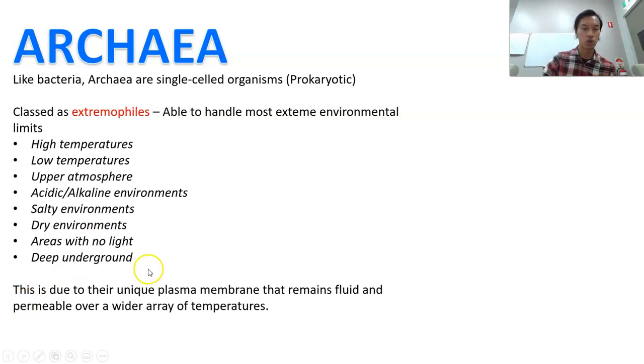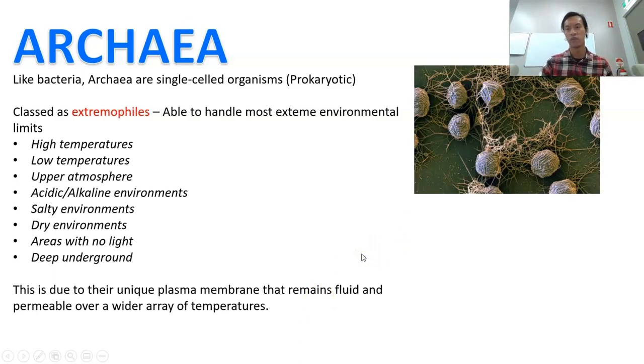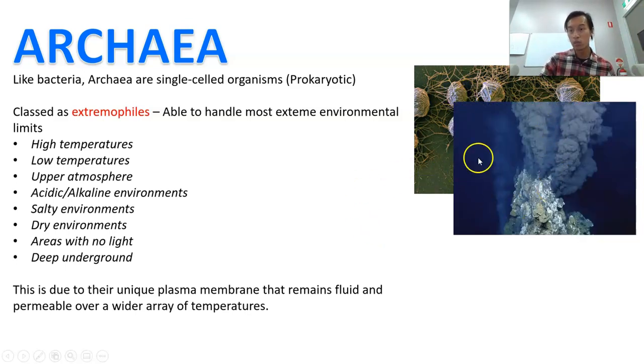Now this is due to their unique plasma membrane that remains fluid and permeable over a wide array of temperatures, allowing them to survive really well. Okay, so here's a few examples of Archaea. These ones are drawn from hydrothermal vents at the bottom of the sea floor. Pretty remarkable, and these hydrothermal vents are shooting out ash and sulfur and things like that, and the Archaea feed off these particular locations.